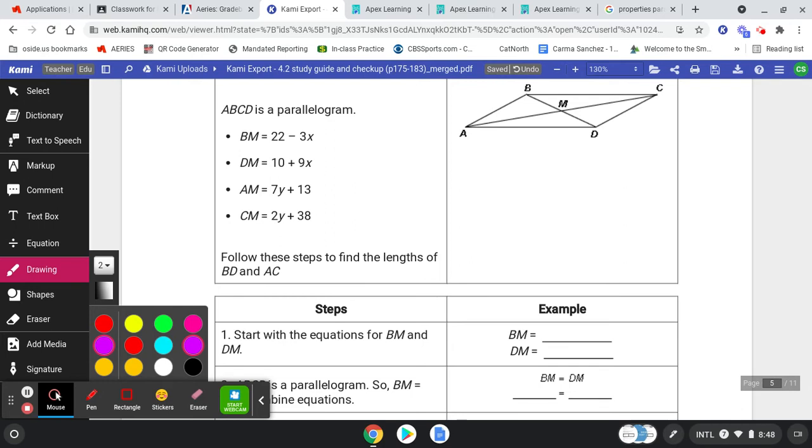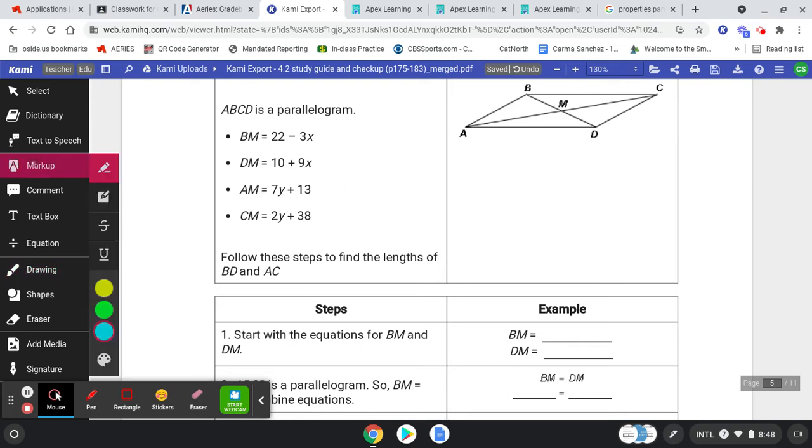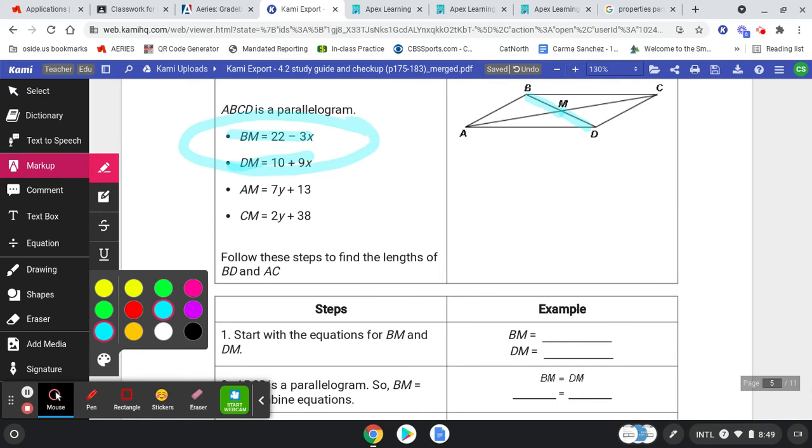So BM equals this expression, this little segment here, and DM equals this thing. And we know that BM and DM are equal. Since those are bisected, we know those two things can be set equal. Now I'm going to use a different color. AM is equal to this expression, and CM is equal to this expression. And we know we're going to be able to set those equal to each other.